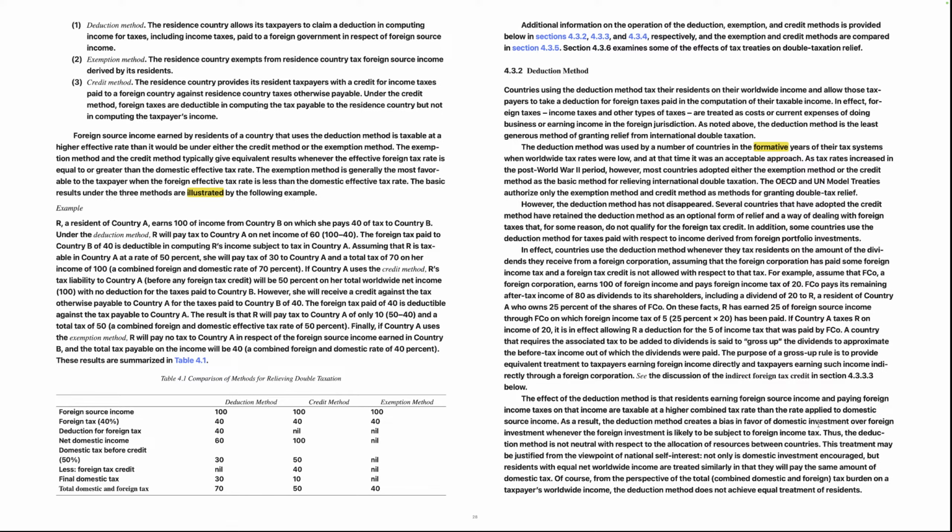The effect of the deduction method is that residents earning foreign source income and paying foreign income taxes on that income are taxable at a higher combined tax rate than the rate applied to the domestic source income. As a result, the deduction method creates a bias in favor of domestic investment over foreign investment whenever the foreign investment is likely to be subject to foreign income tax. Thus, the deduction method is not neutral.